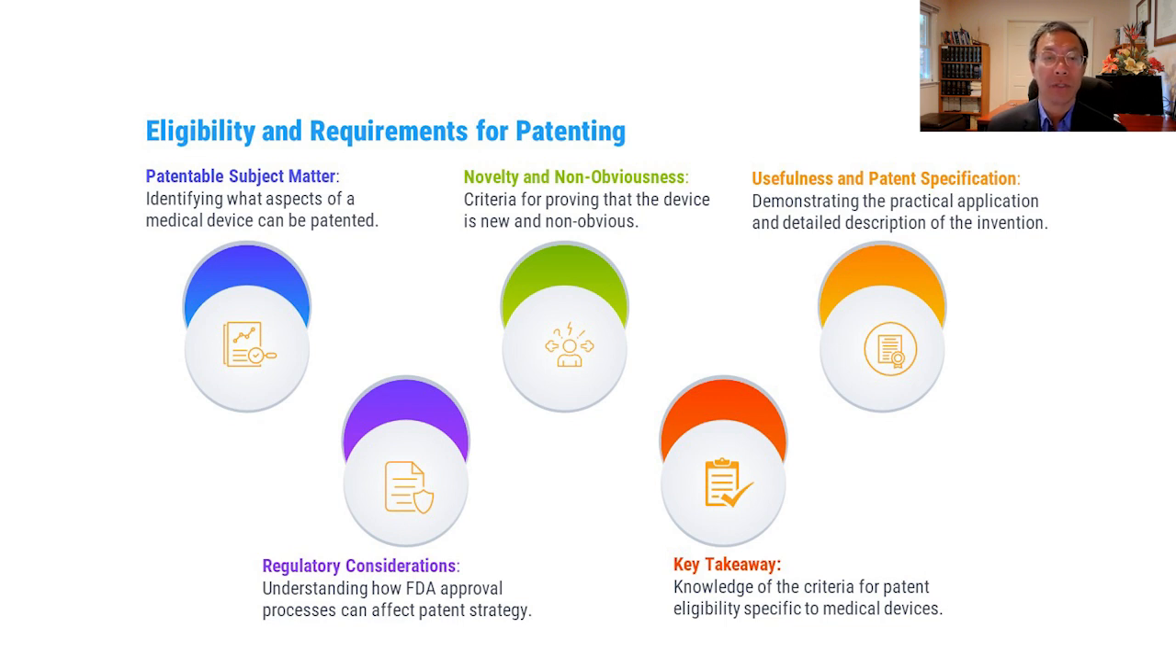You also need to consider the prior art search. If you do a thorough search, you can identify existing patents and published literature on similar medical devices. This can help determine the novelty and non-obviousness of the invention. Then you need to draft a patent application. You should prepare a detailed and well-drafted patent application that describes the invention in clear and specific terms. Include drawings, specifications, and claims that define the scope of the invention.